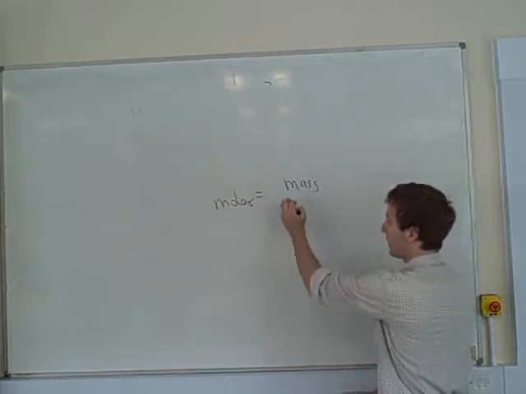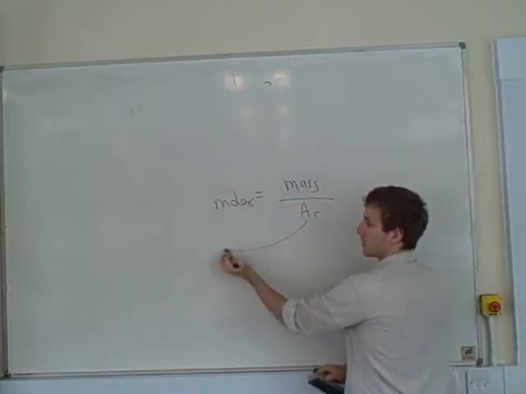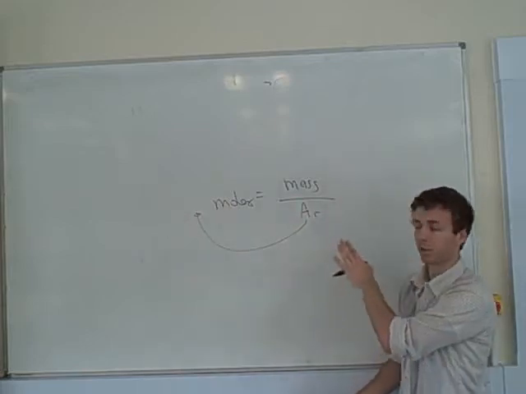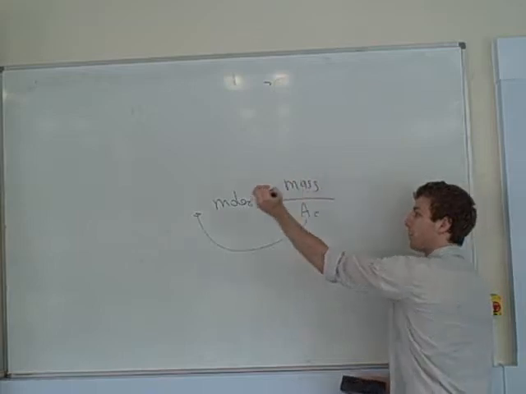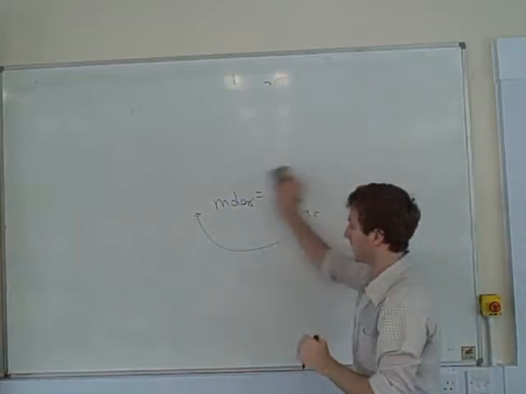If you're good at maths, what you can do is, if this is on the bottom, you can kind of just drag it to the top of the other side. That's basically how it works. But the way you're doing that is by multiplying both sides by Ar and then cancelling. So let's look at another one.